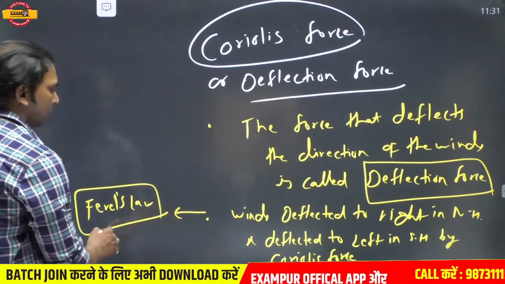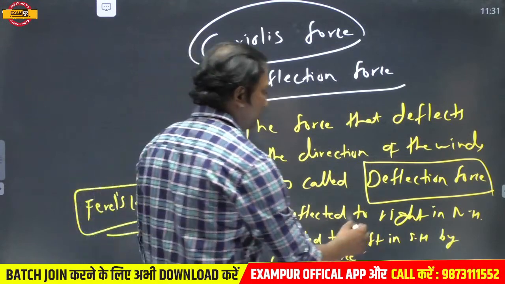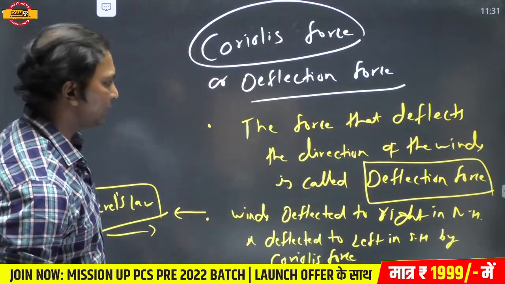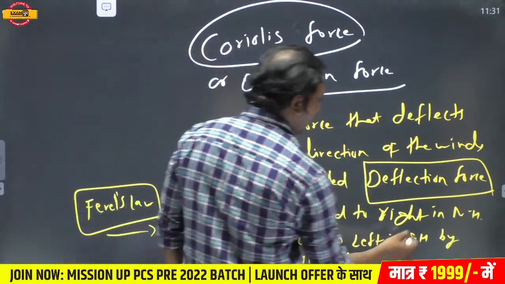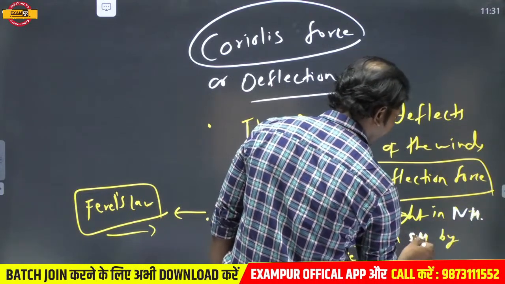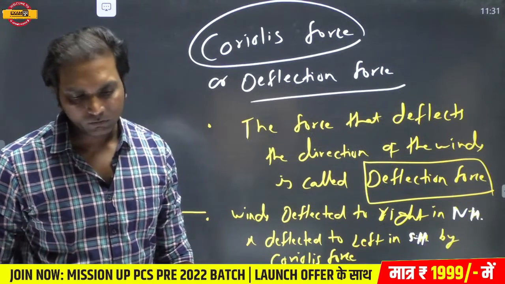It is Ferrel's law. By Ferrel's law, winds are deflected to the right in the Northern Hemisphere and to the left in the Southern Hemisphere. So this is the Northern Hemisphere and the Southern Hemisphere. But how it happens, we are going to discuss.